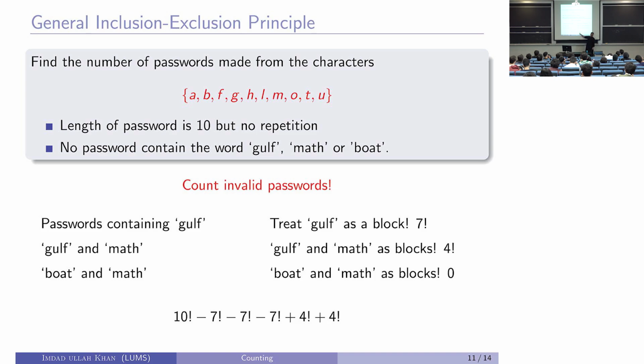Okay, so I have these 10 letters available. I'm going to make passwords of length 10 from these 10 letters. I just have to reorder these characters to make a password, right? There are restrictions. Because there is no repetition, I'm just going to get an ordering of these things. The restriction is that the password cannot contain the word Gulf, G-U-L-F, the word math, and the word boat. So these 4 characters cannot appear in this order consecutively.